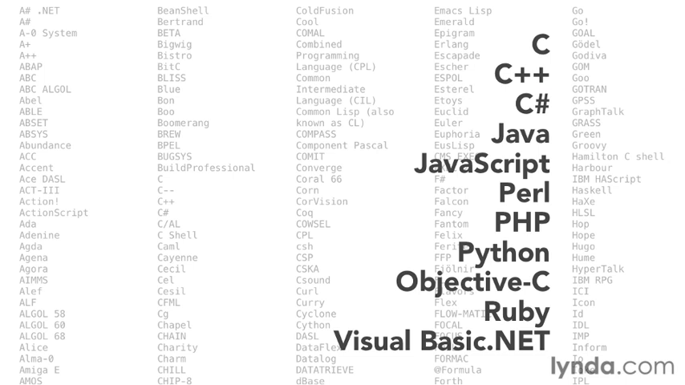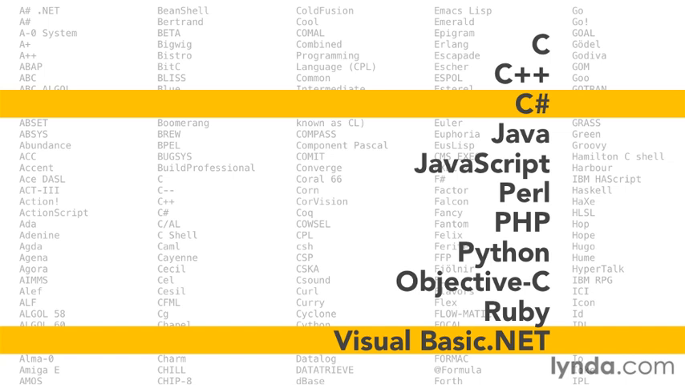Next, I'm going to talk about two languages at once, C# and Visual Basic.NET. These are the two flagship languages if you're developing on the Microsoft platform. I talk about them at the same time because although they do look different, what you do with them and how you approach them is almost identical.